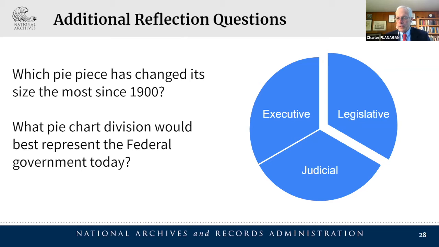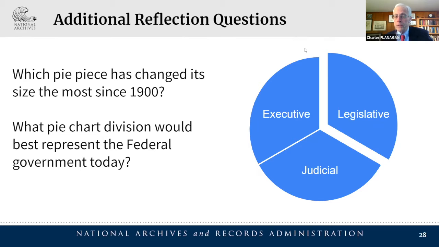Have the courts gotten bigger since 1900 in their power? Has the legislature shrunk as powers and responsibilities have been taken on by different parts of the executive branch, you know, through agencies? And then finally, what pie chart division would best represent the balance of power in the federal government today?